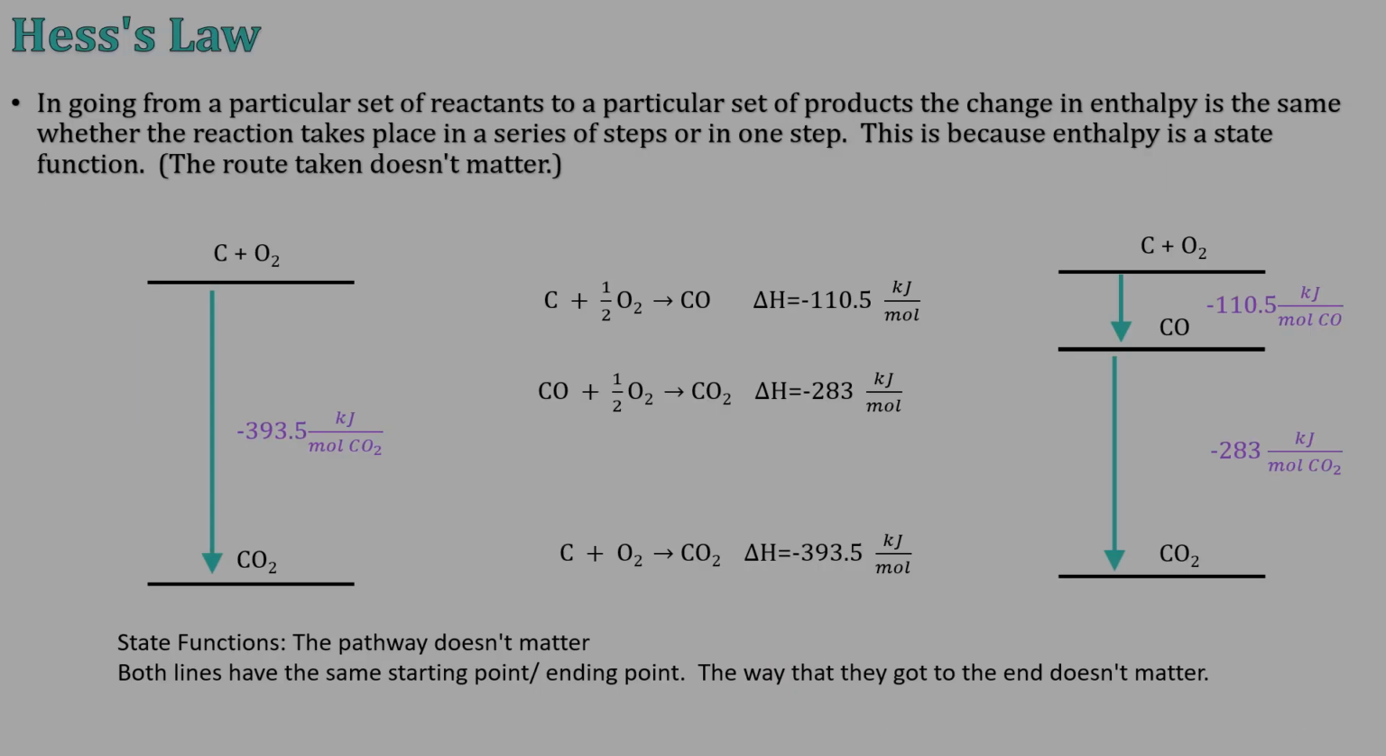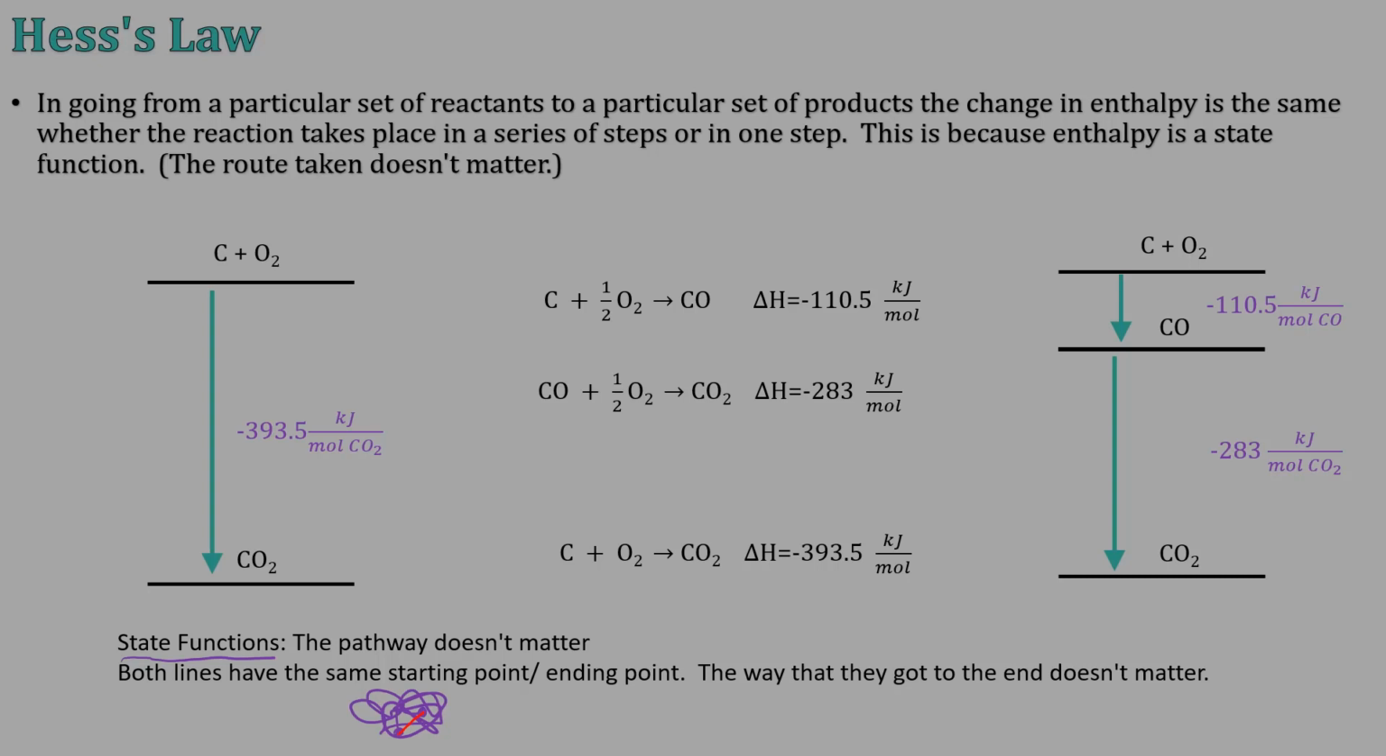Alright, so the foundation of Hess's Law is that enthalpy is a state function. And remember, a state function is a function in which the pathway doesn't matter. So if I draw a bunch of squiggly lines, I started right here and I ended right here, it has a much longer pathway than if I just drew a line from there to there, right? So both lines have the same starting point and ending point. The way they got there doesn't matter. So that's a state function.